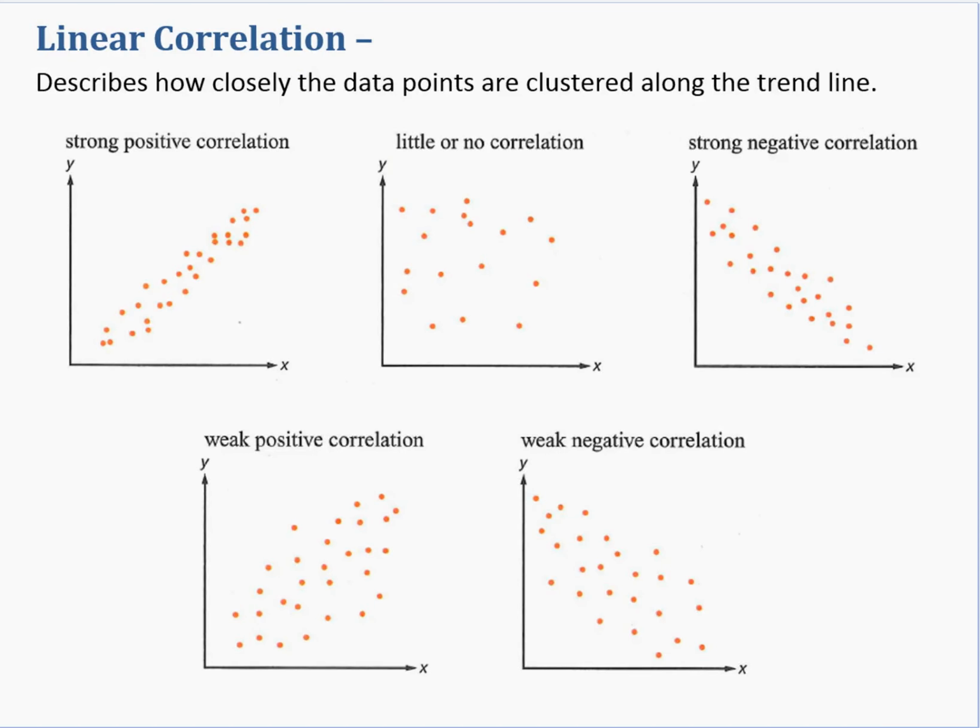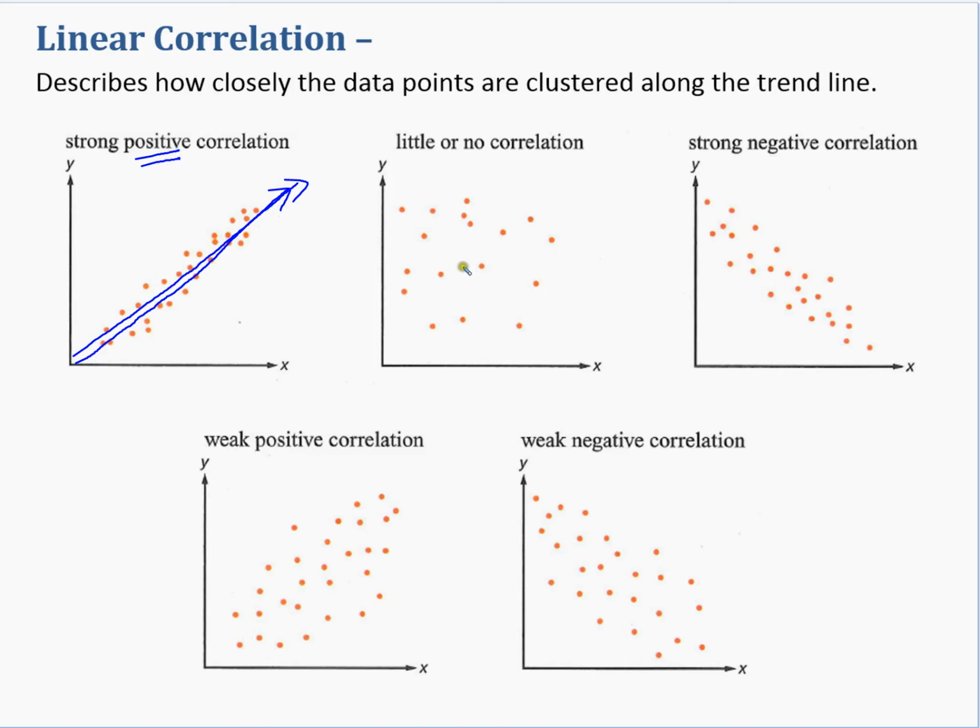And then we have different types of linear correlation. Linear correlation describes how closely the data points are clustered along the trend line. As we look along here, in this first one, we would say this is a strong positive correlation. All of our points are clustered pretty close together, so we could make a pretty accurate trend line in there. Actually, it might be even up a little bit further, that second one. So that's strong positive. It's called positive because it has a positive slope. It's moving up from left to right.